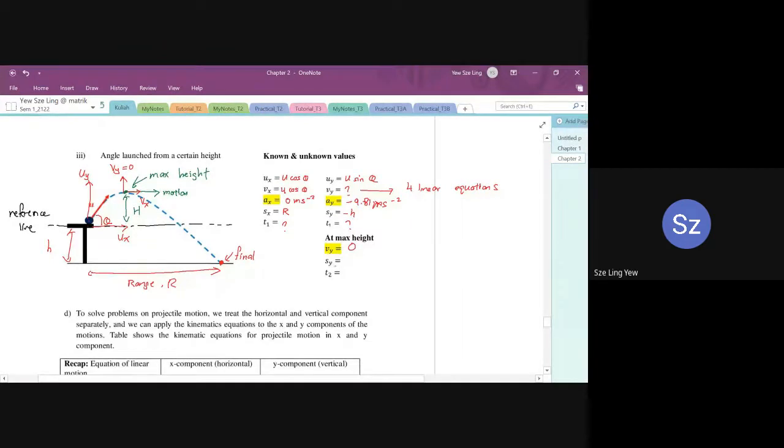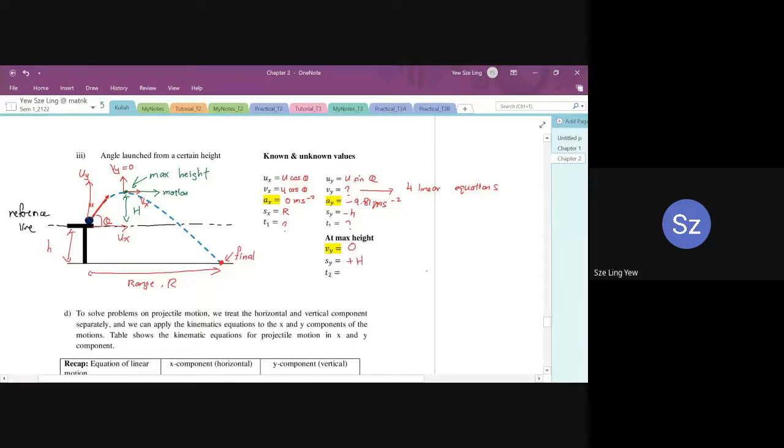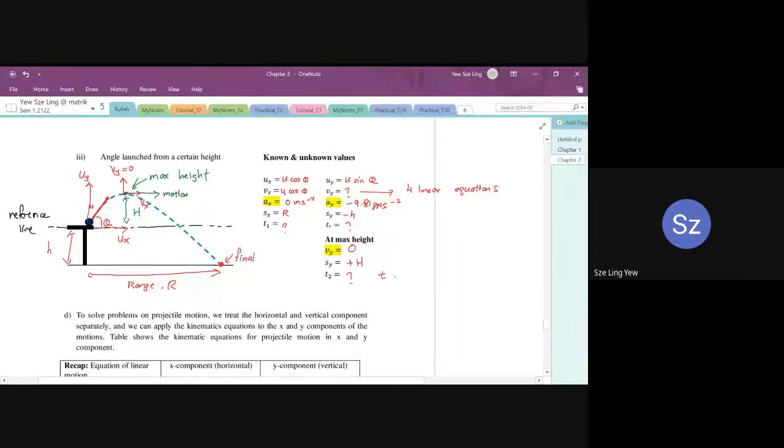And now sy is a positive H, positive capital letter H, because the maximum height is located above the reference line. So the reference line is very important for you to determine whether your s is positive or negative. Now, how about t2? t2 is an unknown. And in this case, you cannot say t2 is equal to half t1 anymore.